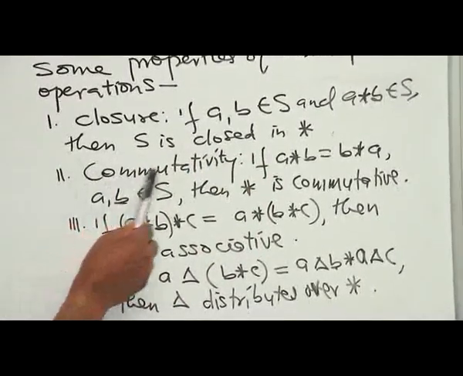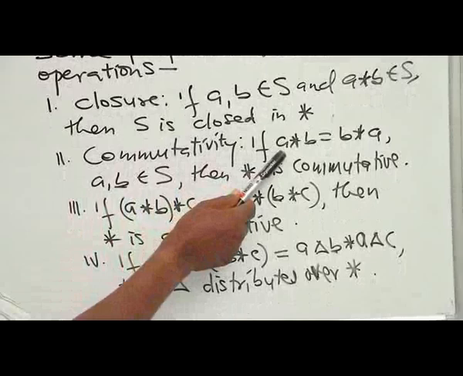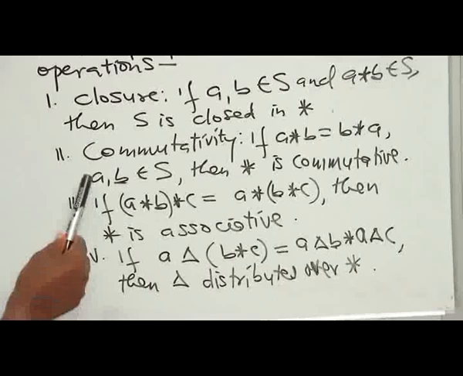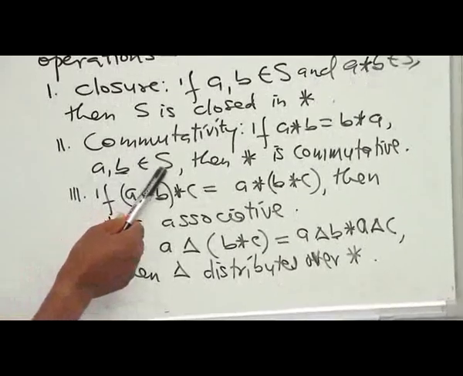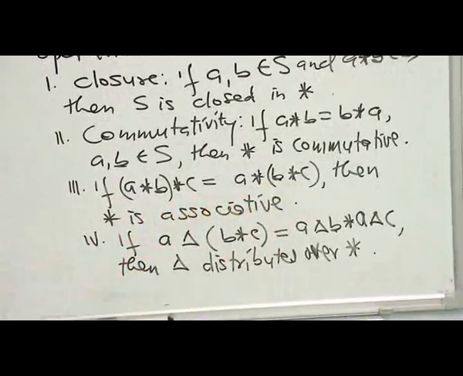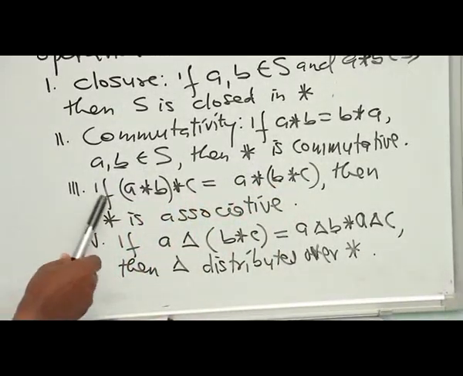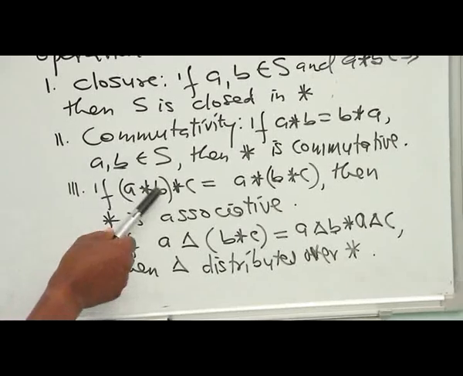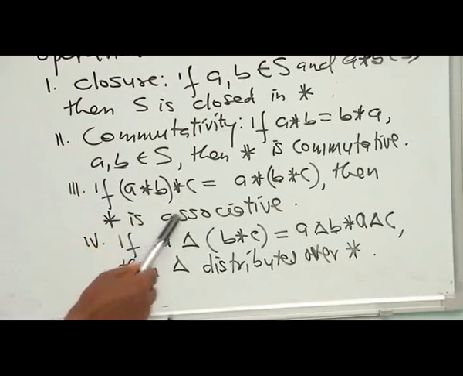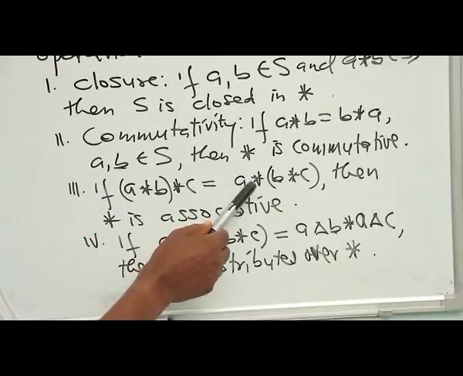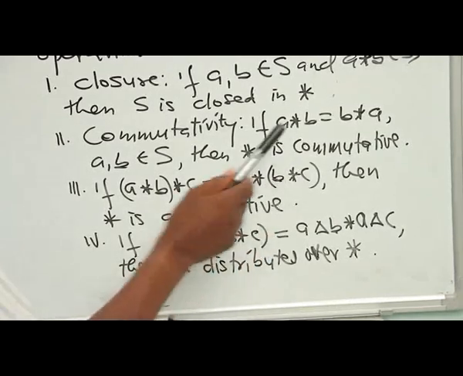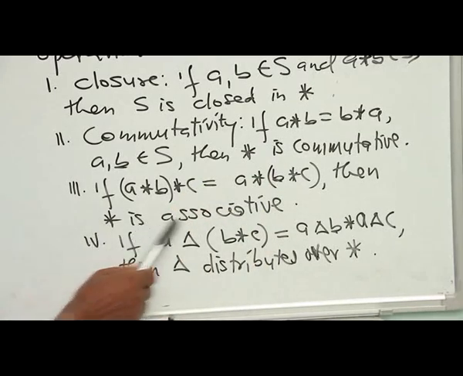The second one is commutativity. If A operated on B is equal to B operated on A, where A and B are members of the set S, then the operator is commutative. The third one, if A operated on B, bracket open and closes, and then operated on C, is equal to A operated on bracket open, B operated on C, bracket closes, then the operator is associative.